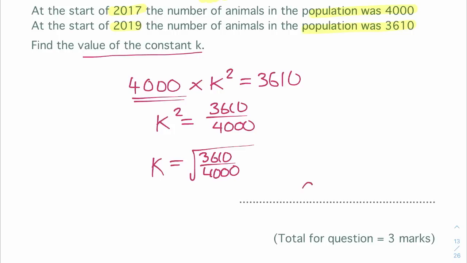So there we go, the value of k is 0.95, which if you remember from depreciation means that it's going down by 5% each year, because that would be equal to 95% of the value, so it's going down by 5%.